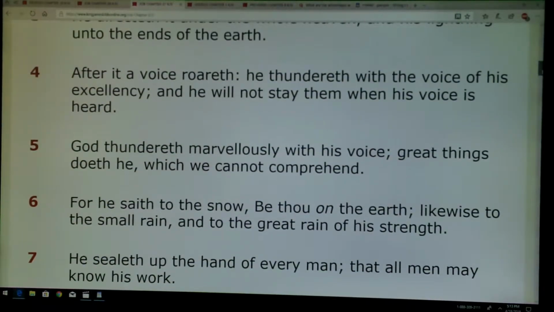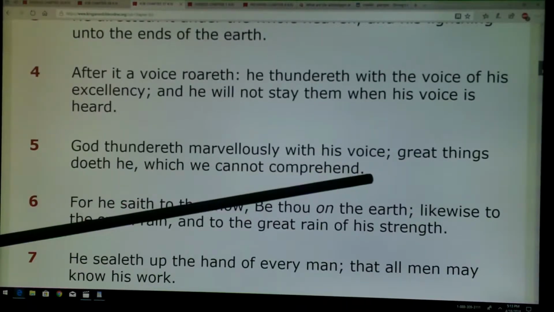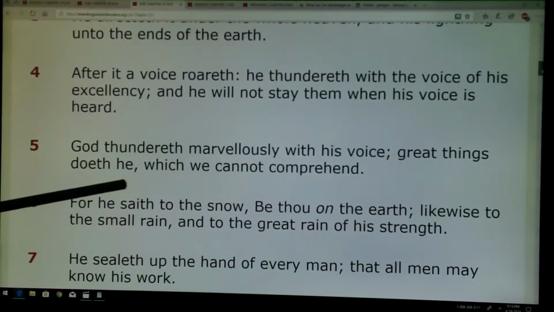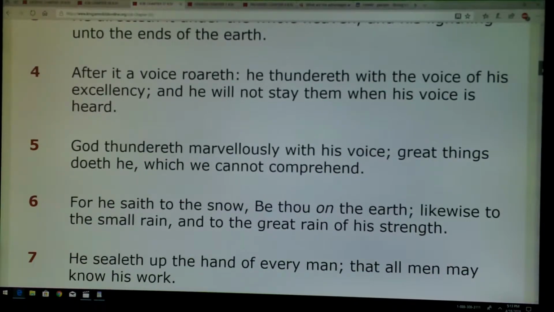Let's understand this. Elohim thundereth marvelously with his voice. Great things doeth he, which we cannot comprehend. So you can't comprehend the width of the earth. Nobody's been to the end of the earth.